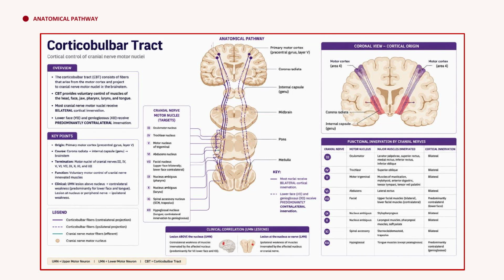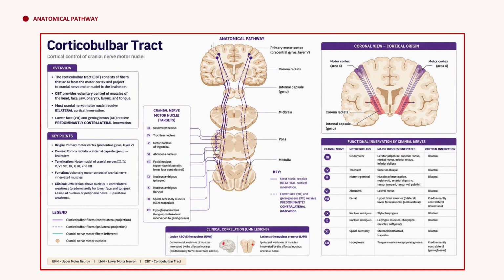This is the corticobulbar tract in full, the pyramidal pathway for the head and face. Arising from the lateral motor cortex, it passes through the genu of the internal capsule and peels off at each brainstem level to the cranial nerve motor nuclei. The organizing principle is in the table on the right.